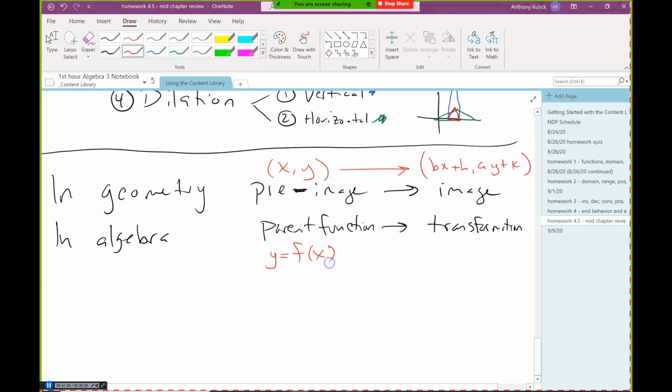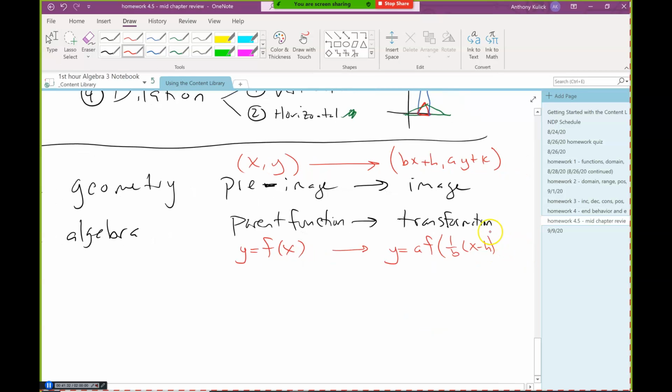So in algebra, our parent function would be some y equals f of x, and our transformation is some g of x that is equal to this transformed version of f of x.